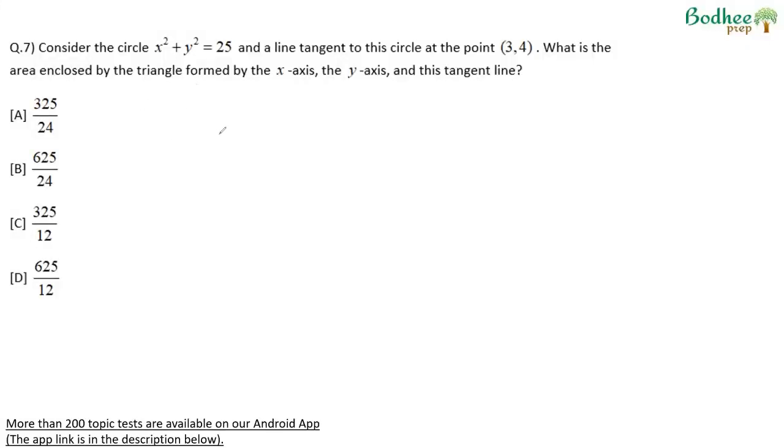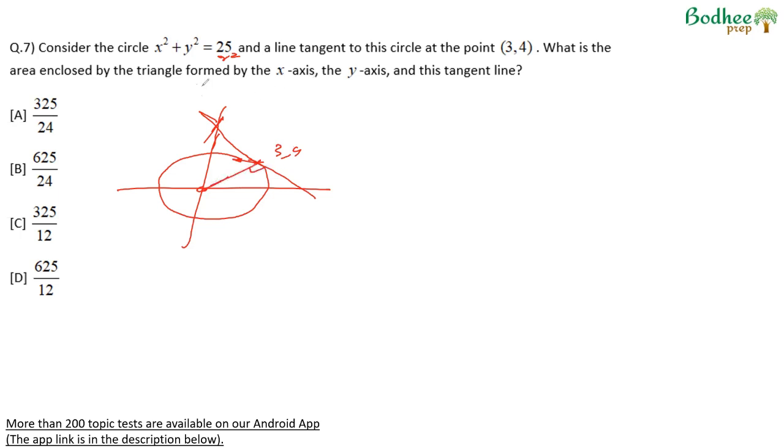Consider the circle x square plus y square is equal to 25. So the radius r square is 25, radius is 5. So this becomes my circle centered at the origin, radius 5. A line is tangent to the circle at point 3, 4. Suppose something like this. This is 3, 4, tangent. So this will be perpendicular. What is the area enclosed by the triangle formed by the x-axis, y-axis, and this tangent? This triangle AOB, for example, is to be found out.